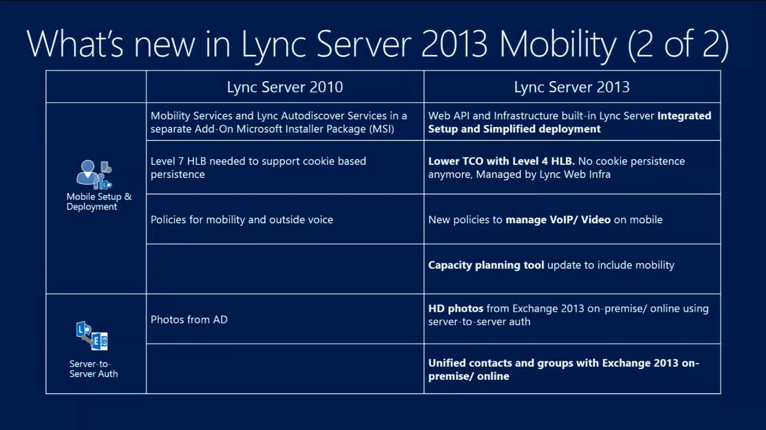So, new policies to manage VoIP and video on the mobile devices. Again, we talked about the ability to turn on and off the requirement for Wi-Fi for VoIP and video. Those are some of the capabilities that we have as well. Capacity planning tool: now we can actually understand how to scale for mobility in a Lync 2013 environment. We're supporting HD photos from Exchange 2013 as well. And along with that, we can leverage the Unified Contact Store with Exchange 2013.